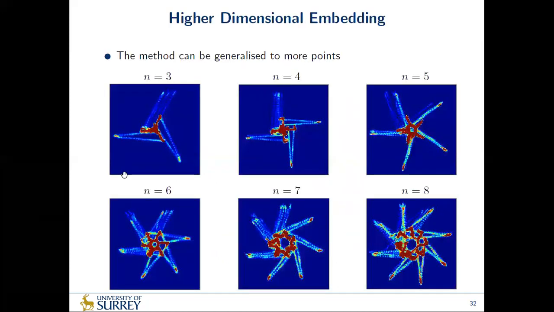So finally, the method can be generalized to higher dimensional embeddings. We've talked about n equals 3 exclusively so far, but we can generalize it to n equals 4, and then we get 4-fold rotational symmetry, n equals 5, and a 5-fold rotational symmetry, and so on. And we can generate images for all these different n values of the embedding dimension, which give nice pretty pictures, at least.